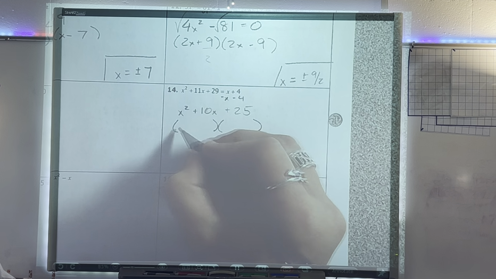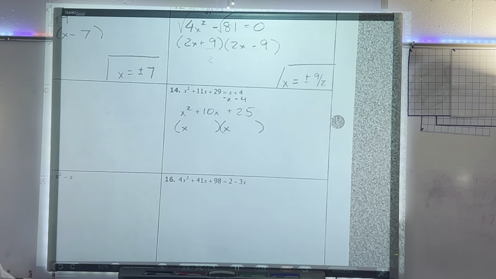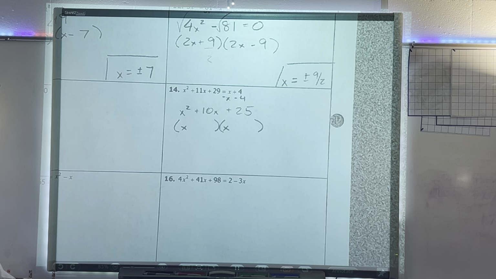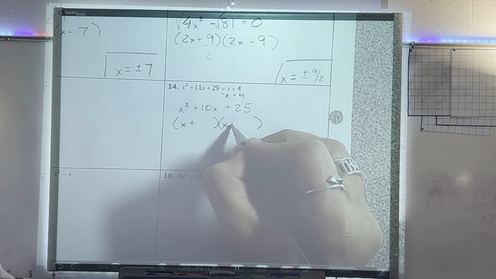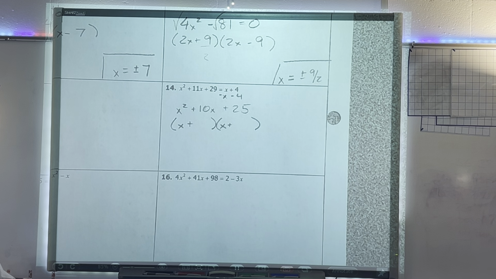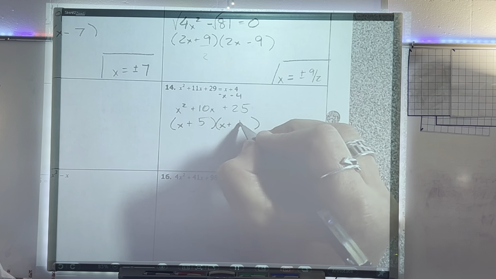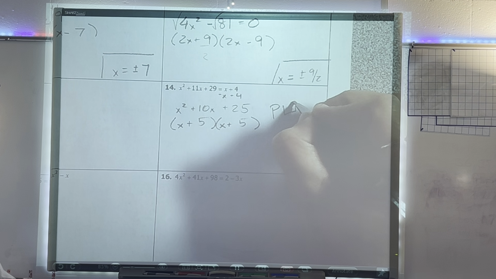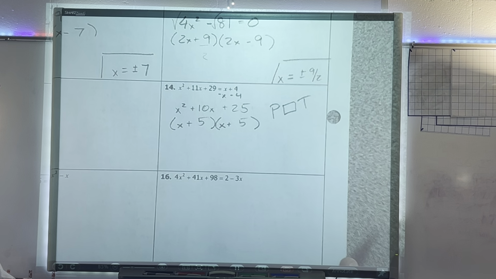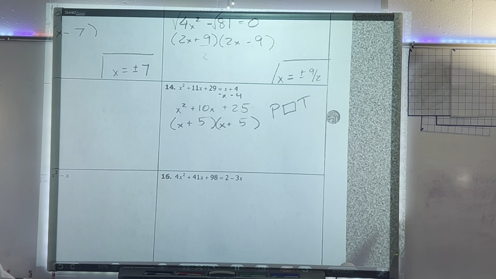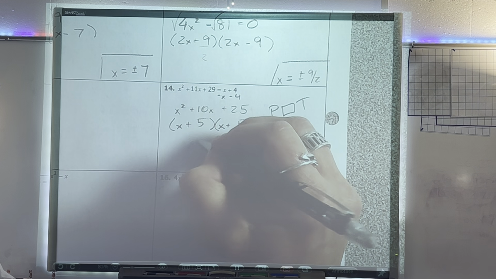All right, x squared splits to be x and x. My signs are going to be the same. So two numbers multiply to 25 and add to 10: 5 and 5. This is one of those perfect square trinomials. So if I was writing it in its factored form, that'd be one of those ones that's (x+5)², right?